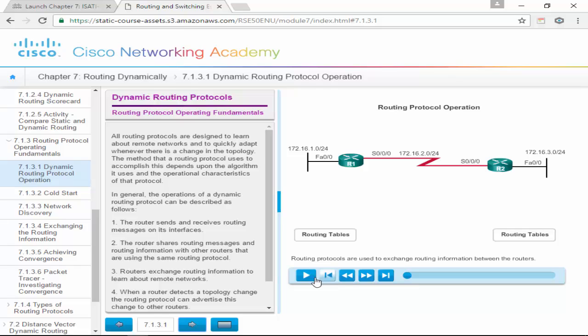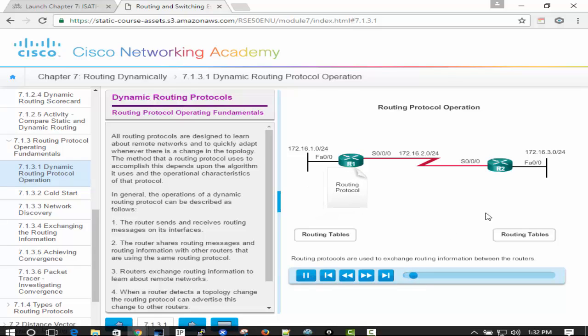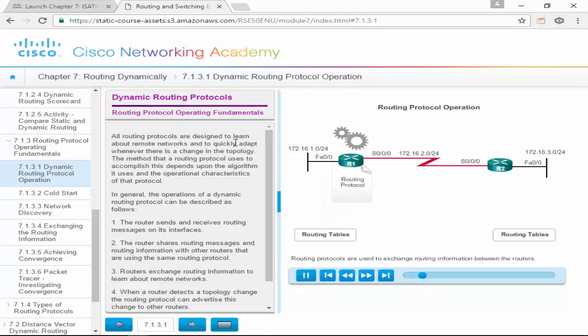So dynamic routing operation, what's it say here? Well, we have a routing protocol. I really hate this chapter because it's so general. I like when we actually get into the OSPF, right? So it sends updates, right? And that's all it says.